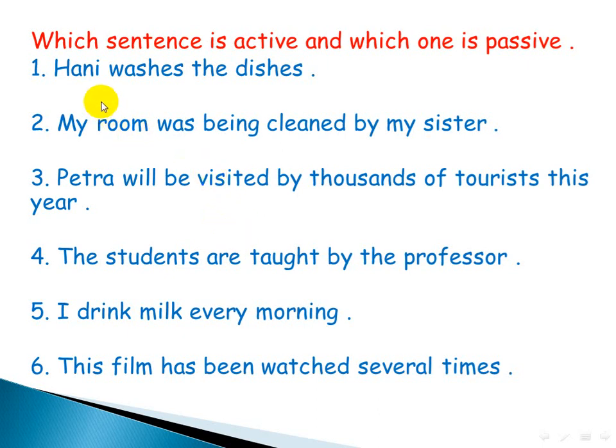So number one, guys, Honey washes the dishes. We start the sentence with the subject and we have washes. So this sentence is active. My room was being cleaned by my sister. We put by and the agent at the end of this sentence. That means it's not important.